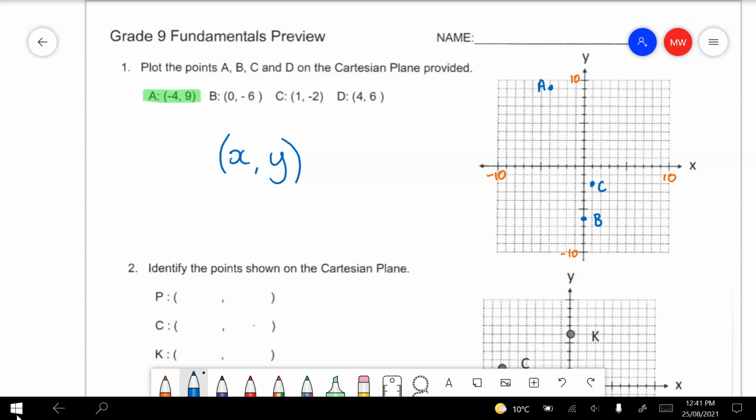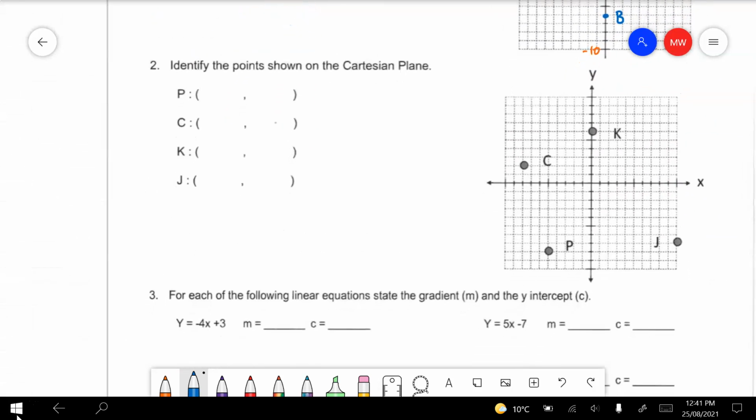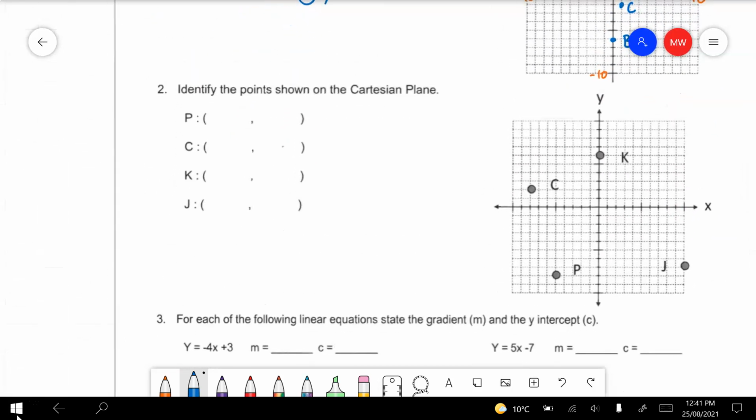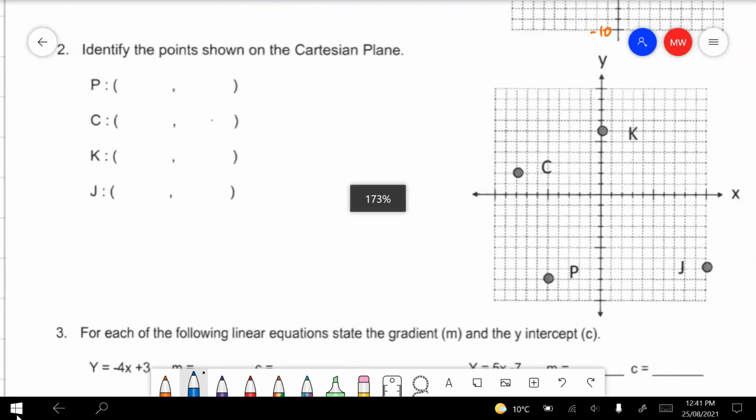And last D, we go across 4 and up 6. So that one will land here. And that will be point D. Just as long as you remember to do x before y, you'll be fine. Similarly, if we have to do question 2 and we're trying to find these points, let's make that a little bit bigger for you. I'll start with point P.